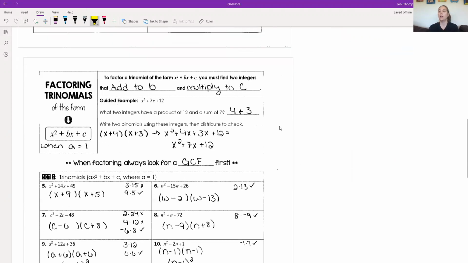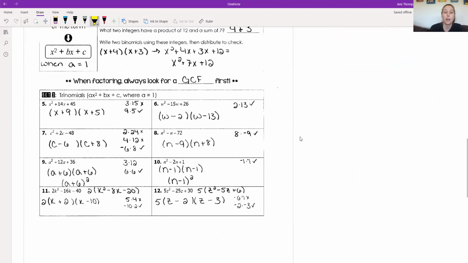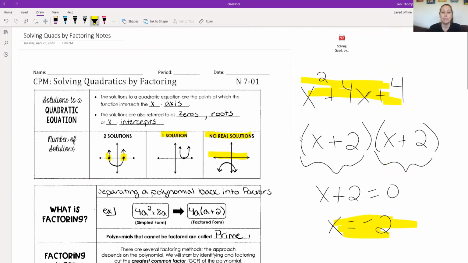And then it's more factoring examples on the second page, which I think you guys have probably got down by now. I just wanted to record a quick video talking about why we solve quadratics. It's because it's where our function crosses the x-axis.